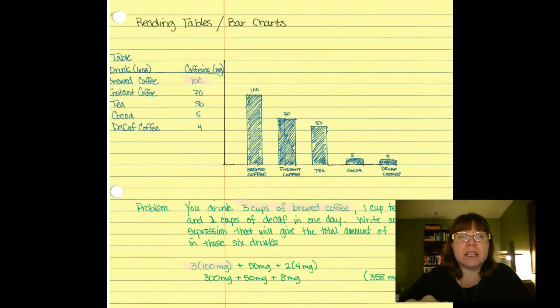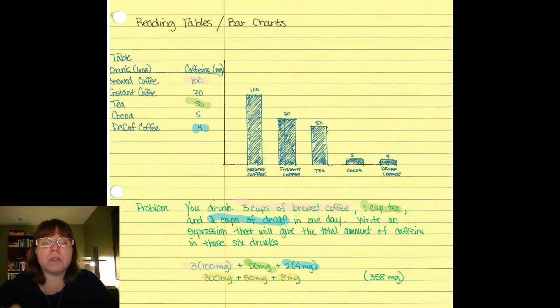1 cup of tea is 50 milligrams, so we're going to add that to our growing total. We have 2 cups of decaf. Well, decaf coffee has 4 milligrams, so 2 times 4 milligrams will give us the amount in our decaf coffee. So overall, we have 3 times 100 milligrams is 300 milligrams. And then we add 50, and then 2 times 4 is 8. So our total will be 358 milligrams. So you can use visual data to get an answer for a written problem.